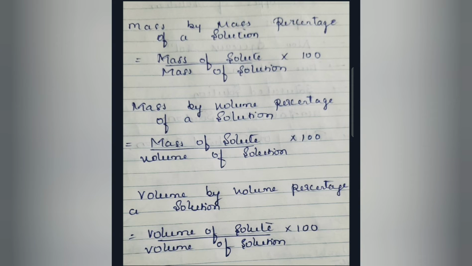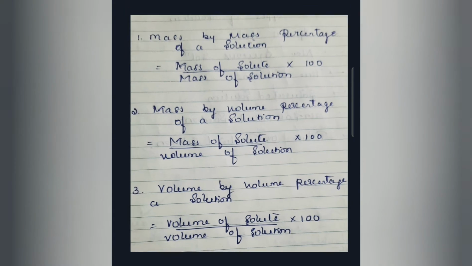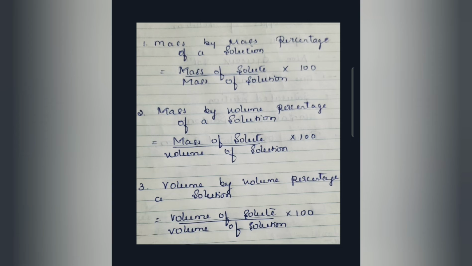Concentration of a solution. How are we going to find out the concentration of a solution? To decide the type of solution we need to find its concentration. So we have three methods to find out the concentration of a solution. First method is mass by mass percentage of a solution, where you take the mass of a solute and mass of a solution and substitute in this formula, that is mass of solute upon mass of solution into 100.